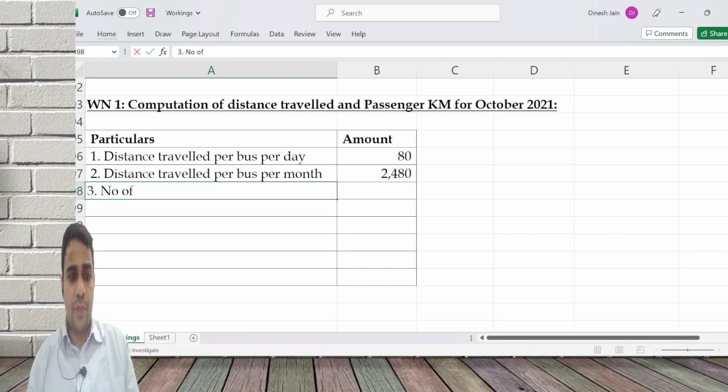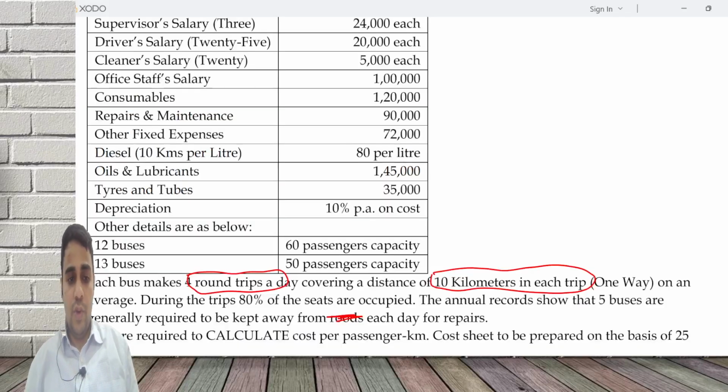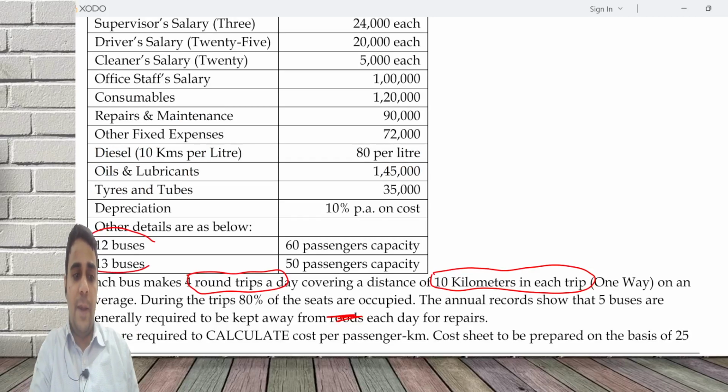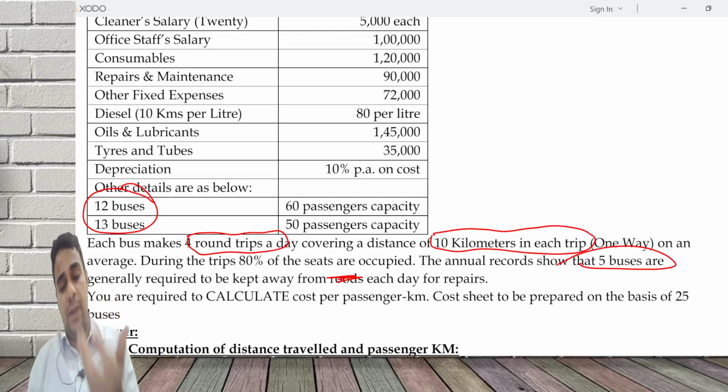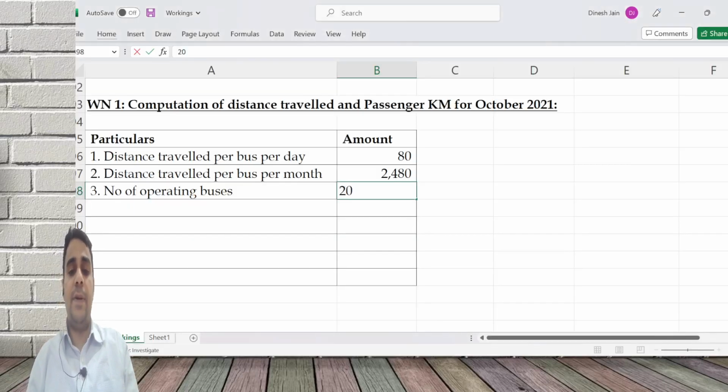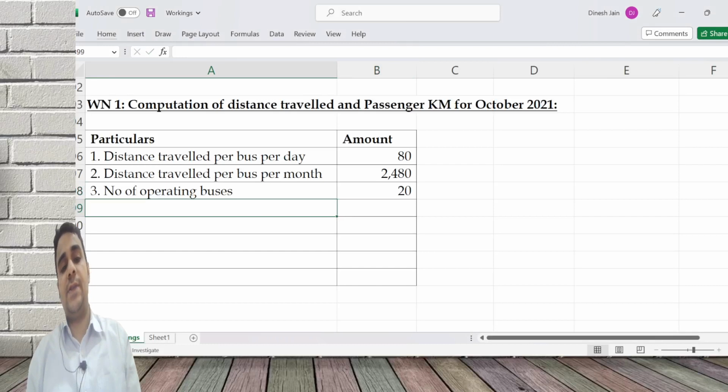Number of operating buses. Now, though I have 25 buses, on an average 5 buses will not run because there will be repairs. Today buses 1, 2, 3, 4, 5 are in repairs, next day some other buses are in repairs. So on an average 5 buses will be in repair, so only 20 buses will run.